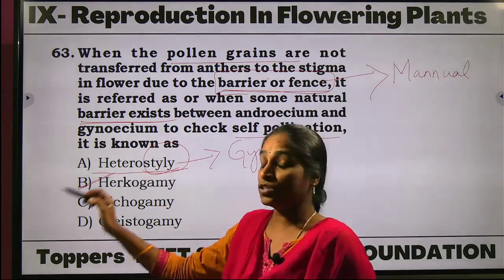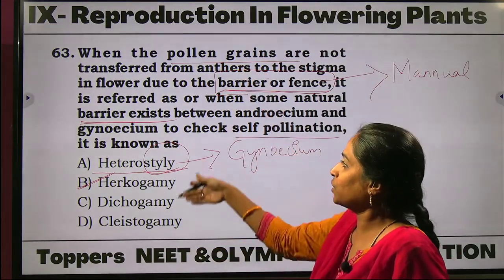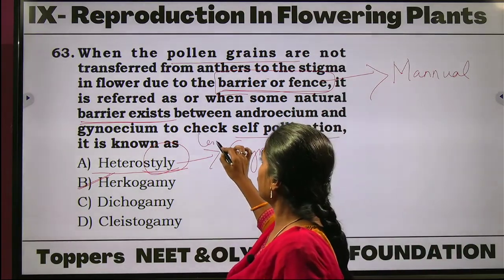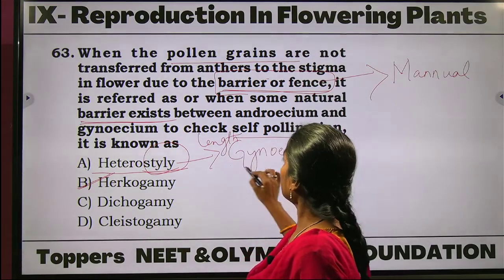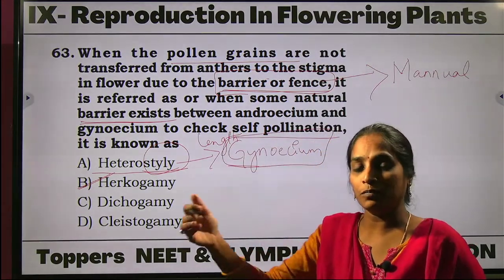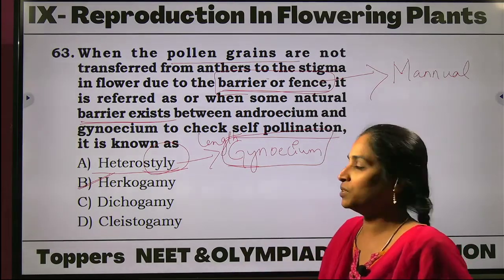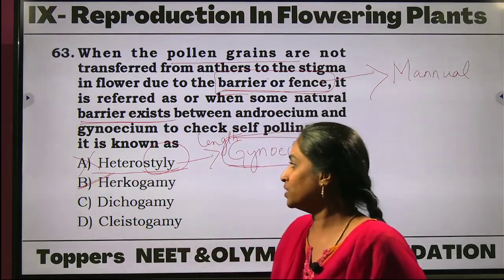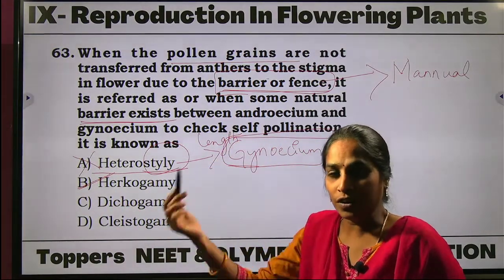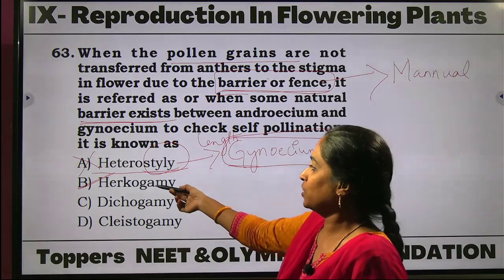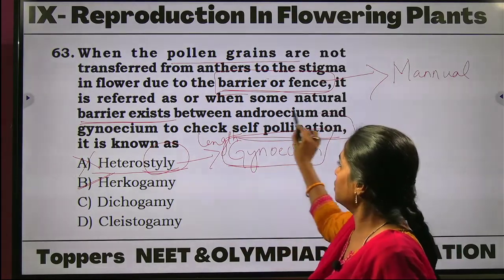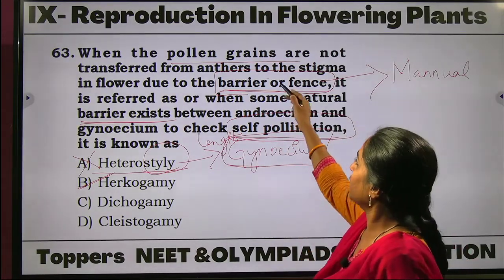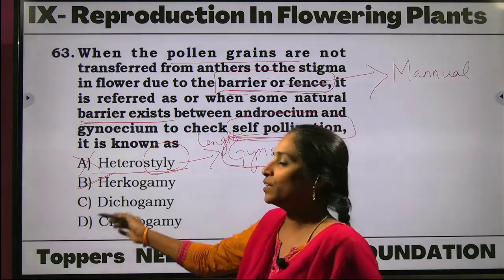This heterostyle is a concept not exactly related to the barrier and the pollination process. Here heterostyle means the length of the gynoecium. Different lengths of the gynoecium can be seen in different flowers. That is called heterostyle. This will be the wrong option, and hercogamy is the avoiding of self-pollination, sometimes by manual barriers.